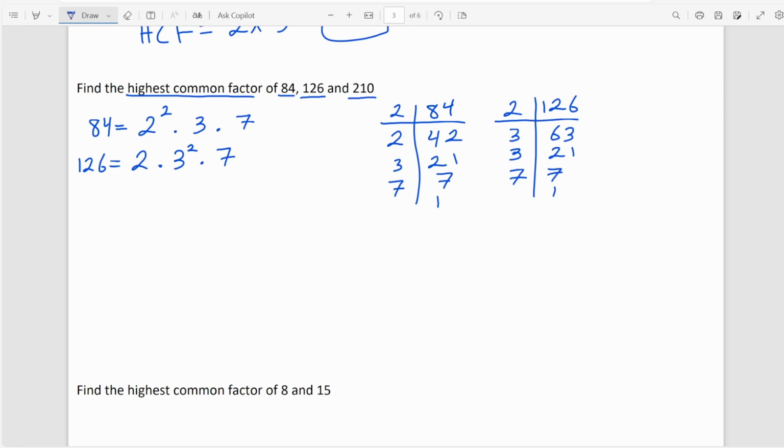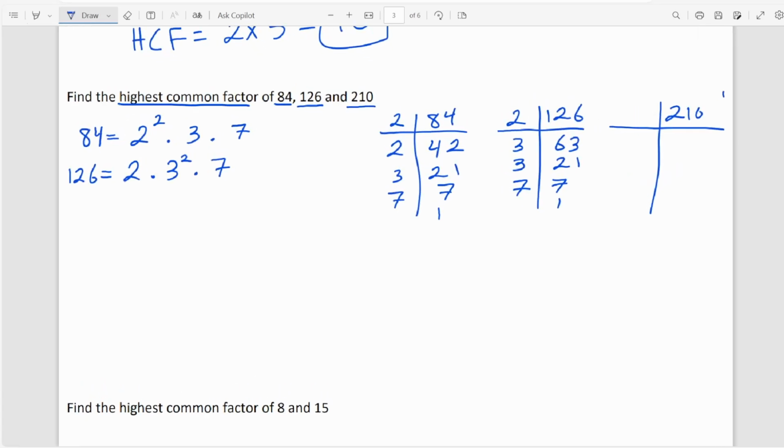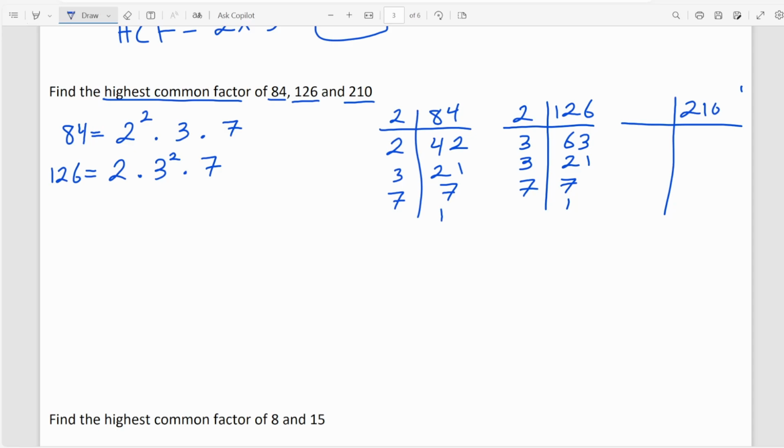And finally, I have 210. So once again, we have an even number. So I will divide by 2, gives me 105. Now 105 divides by 3, it gives you 35. And 35 divides by 5 to give us 7, 7, and 1. Okay. So 210 is equal to 2 times 3 times 5 times 7.